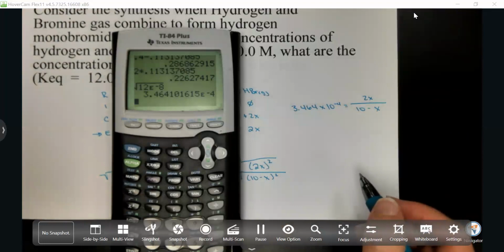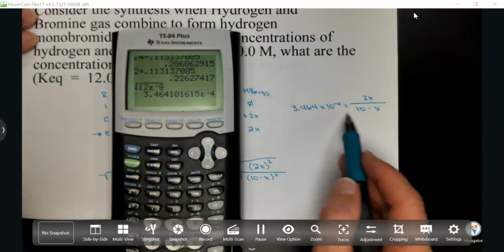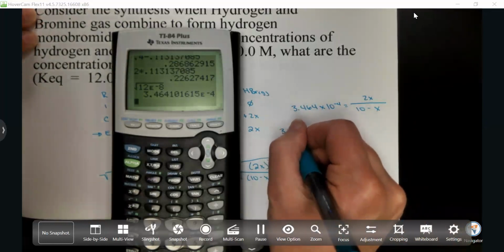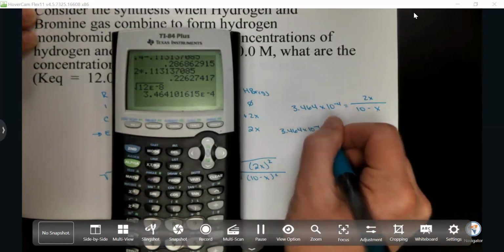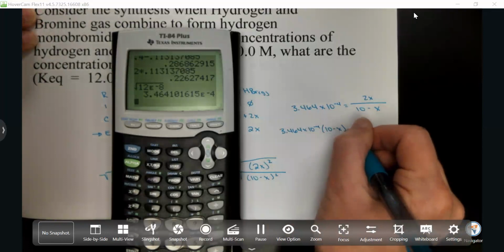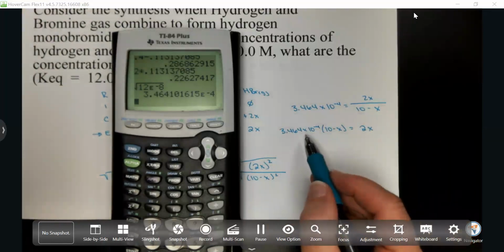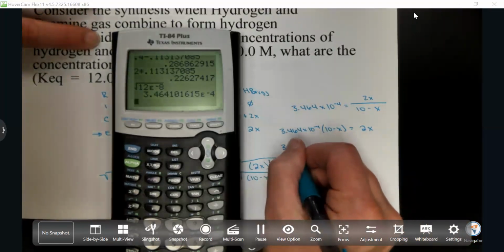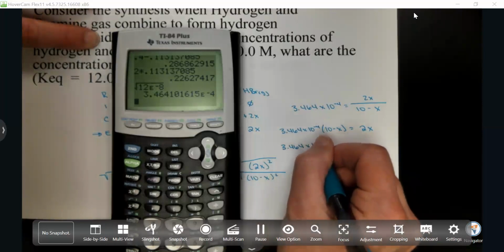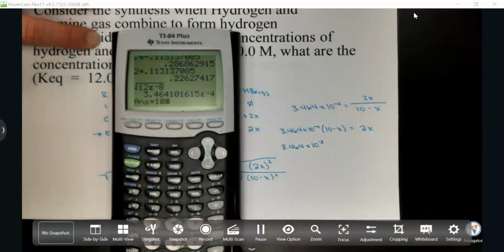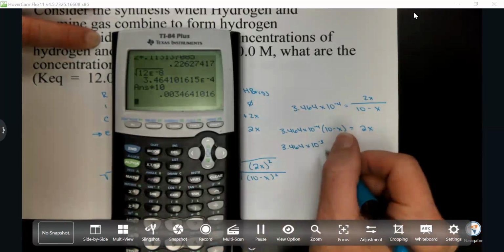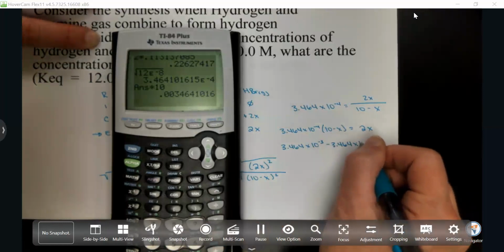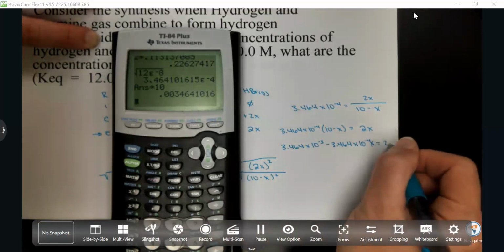X stays, it's not negligible. So I have to get this out of the denominator, so I'm going to multiply this by this. So I have 3.464 times 10 to the negative 4 times 10 minus x is equal to 2x. I have to distribute this number to both things within the parentheses. So I have 3.464 times 10 to the negative 3, I should hope. I'm going to multiply by 10 though, because I'm sick and I don't trust my mental math. Minus 3.464 times 10 to the negative 4 x is equal to 2x.